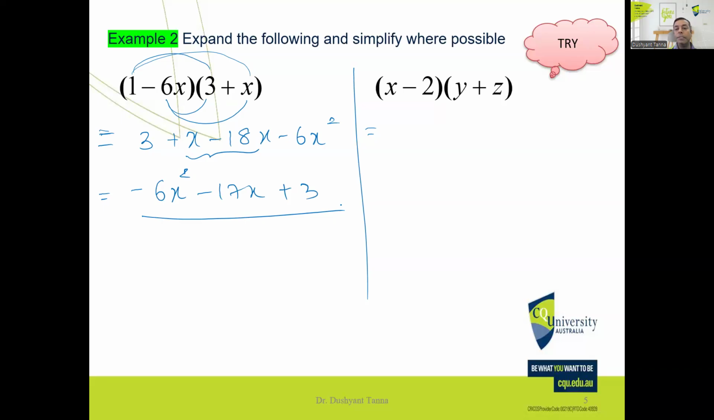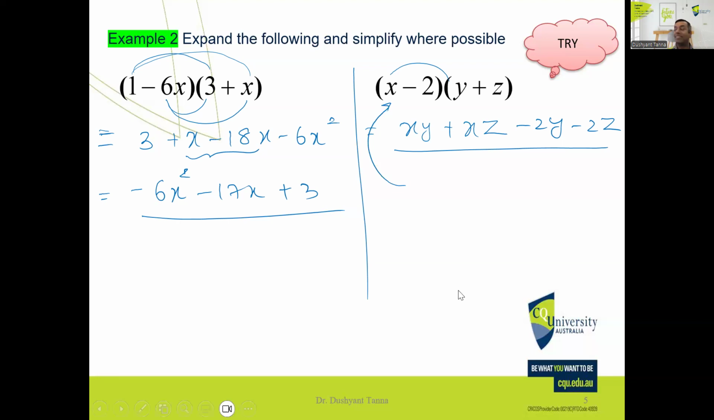Up here, x times y, x times z, 2 times y, 2 times z, and that's it. You can't do anything further because this is xy, this is xz, this is 2y, 2z. It can't be simplified. If you try to take common or simplify, you will go back to the same path. So that is the answer.